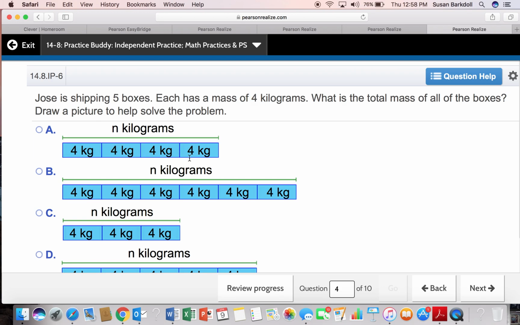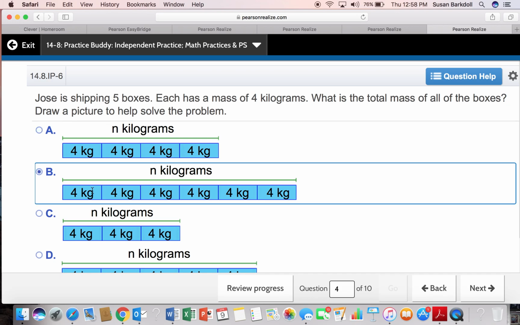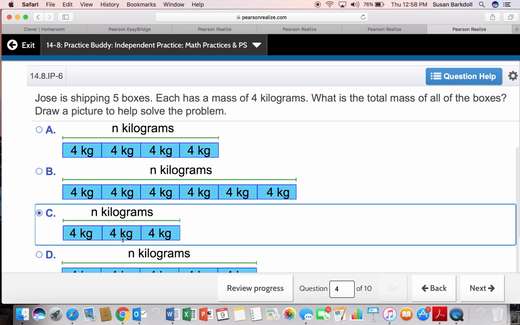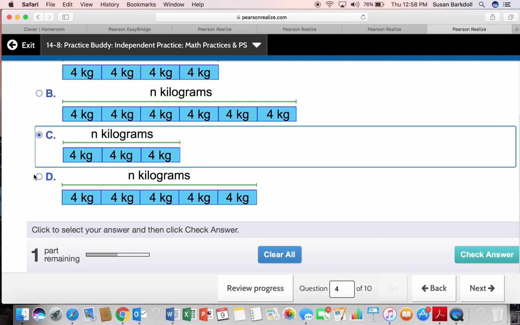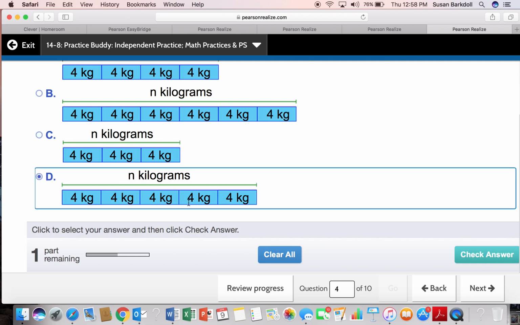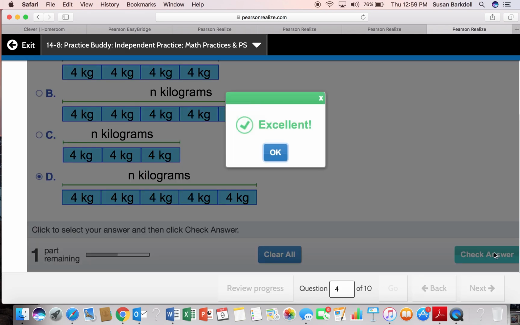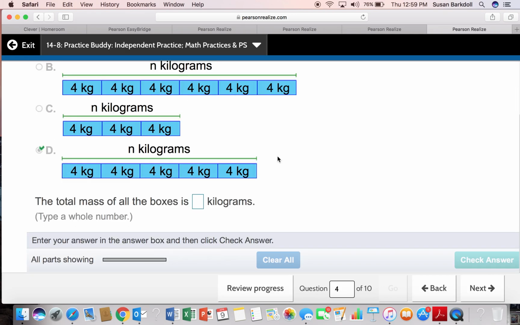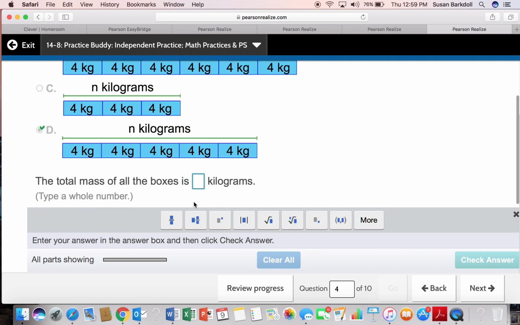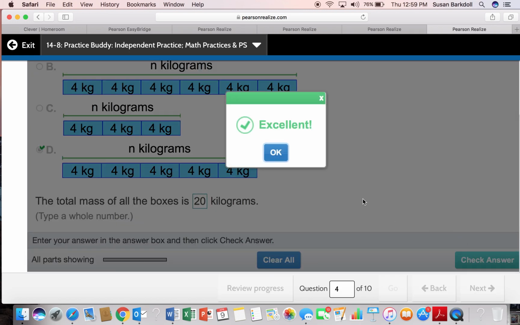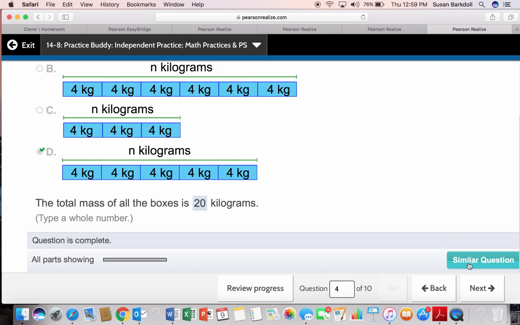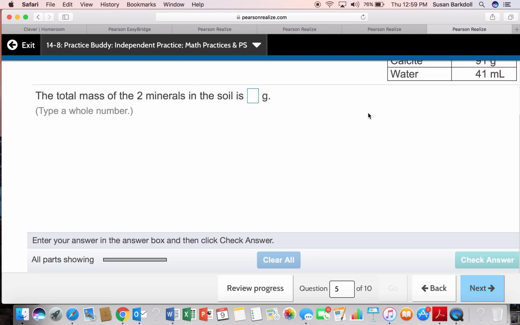A is not correct because there's only 4 boxes, and it says 5 boxes, so A is not correct. B has 1, 2, 3, 4, 5, 6, so B is not correct. C is not correct because it only has 3. D is correct. 1, 2, 3, 4, 5. Five times 4 is 20. So please note that on these ones, there are two parts to the question. The earlier ones, we didn't.